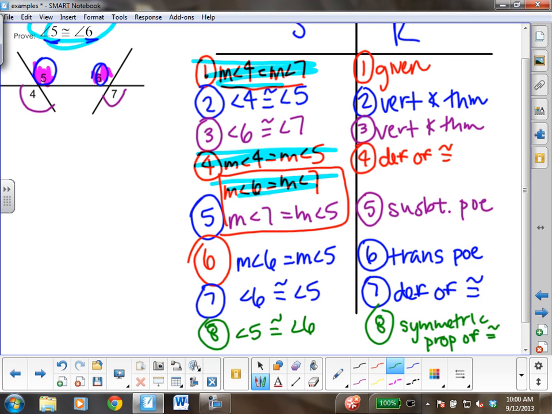There are several different ways to complete this proof, and again, this is just one of many ways that you could do it.